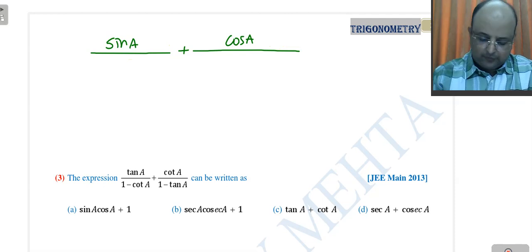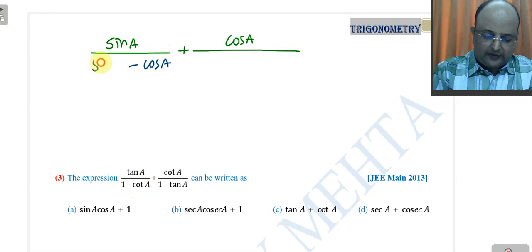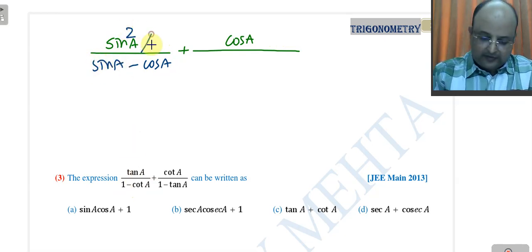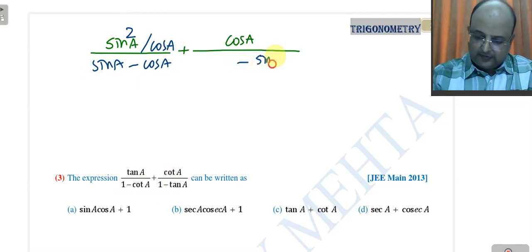Okay then. What is your denominator? 1 minus cot A. I rewrite this as cos A upon sin A. That sin A comes in the numerator and that tan A is sin A upon cos A. Same way here, 1 minus sin A upon cos A. That cos A comes in the numerator and this cot A means cos A upon sin A.